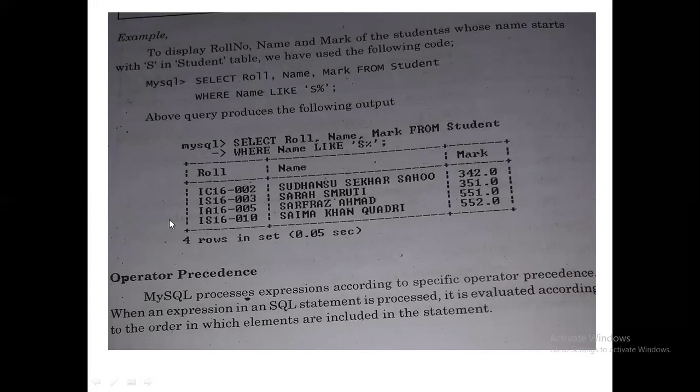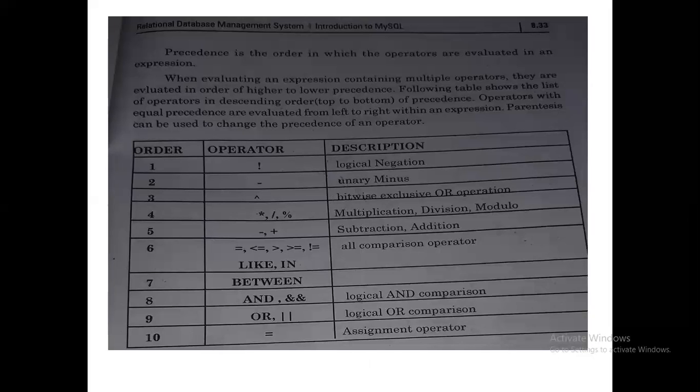The next topic is operator precedence. MySQL processes expressions according to a specific operator precedence. When an SQL statement is processed, it is evaluated according to the order in which elements are included in the statement. So precedence is the order in which the operators are evaluated in an expression. When evaluating an expression containing multiple operators, they are evaluated in order from higher to lower precedence. The following table shows the list of operators in descending order of precedence.